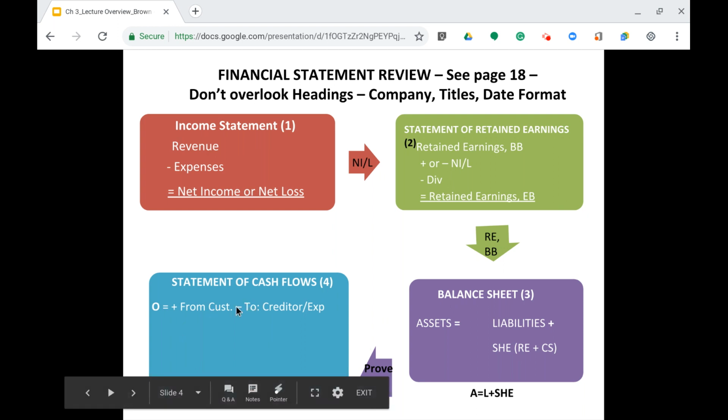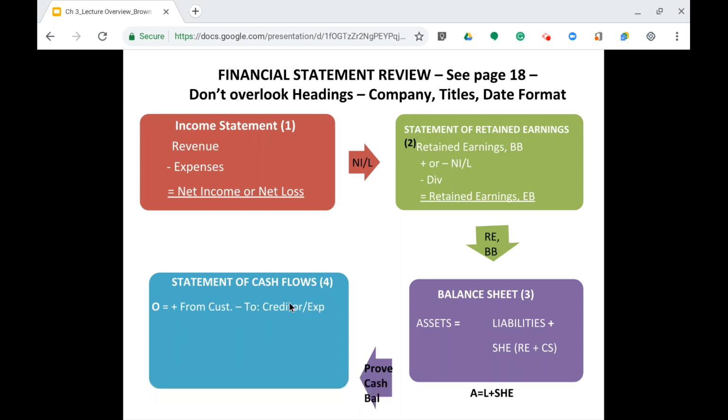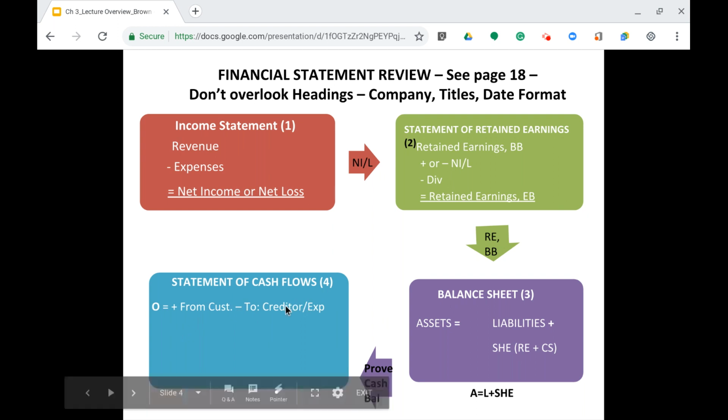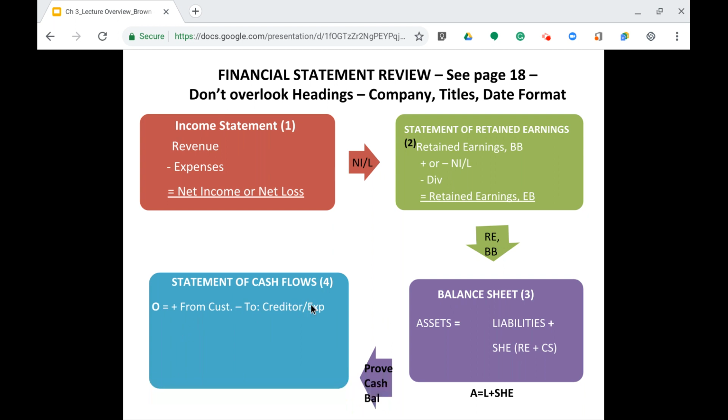Then you're going to add up all the minus cash that's related to paying a bill, accounts payable or wages payable or something like that, and or your expenses. And you're going to subtract them here. The 2 numbers should give you the net amount of operating.